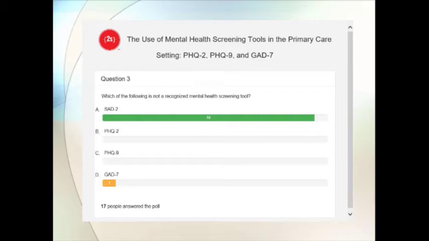Which of the following is not a recognized mental health screening tool? The SAD tool, PHQ-2, PHQ-9, GAD-7. SAD-2 sounds like it should be one, but actually I made that up.